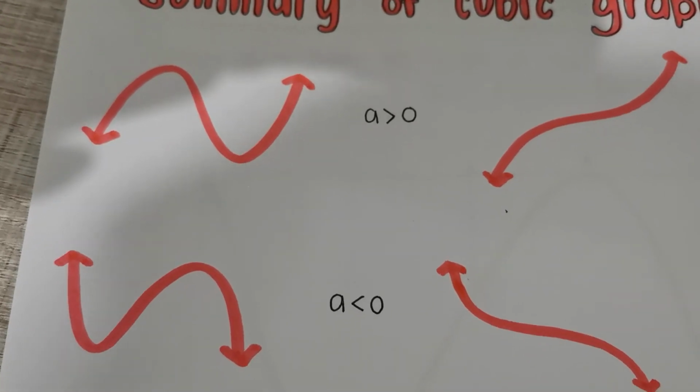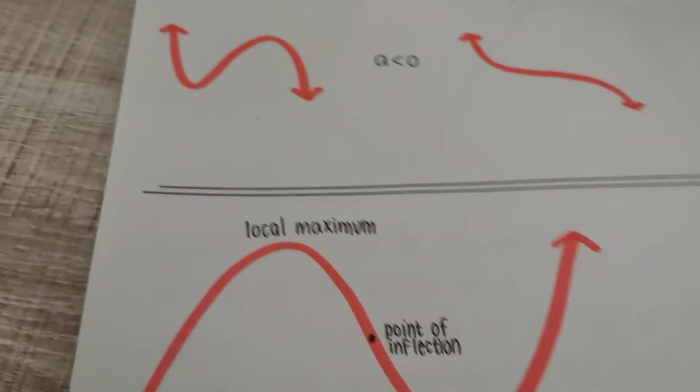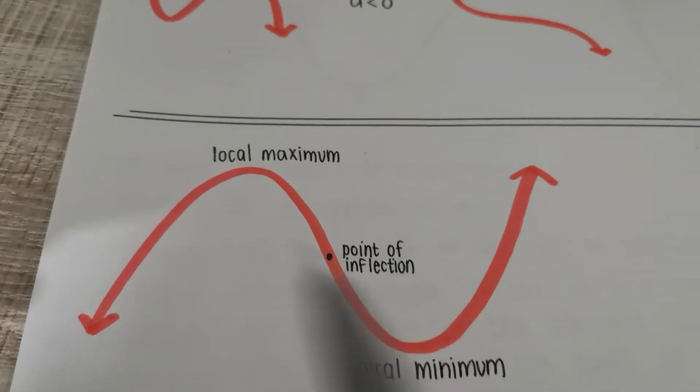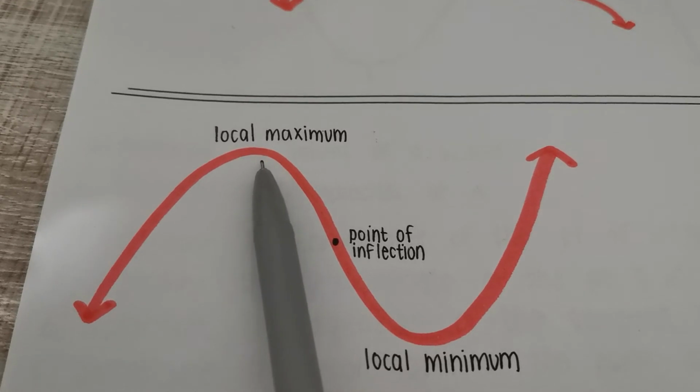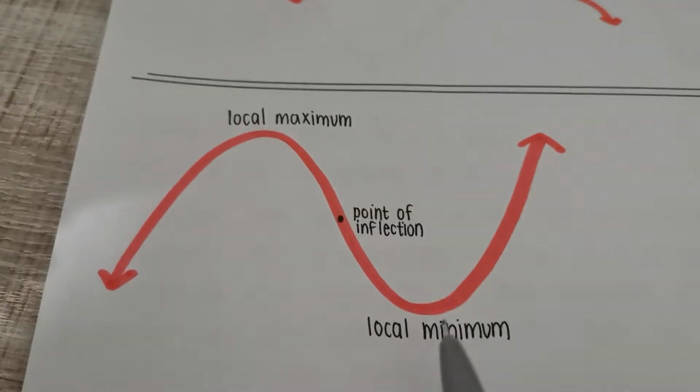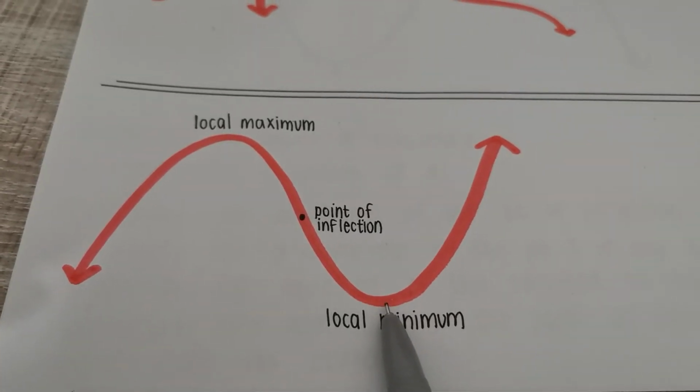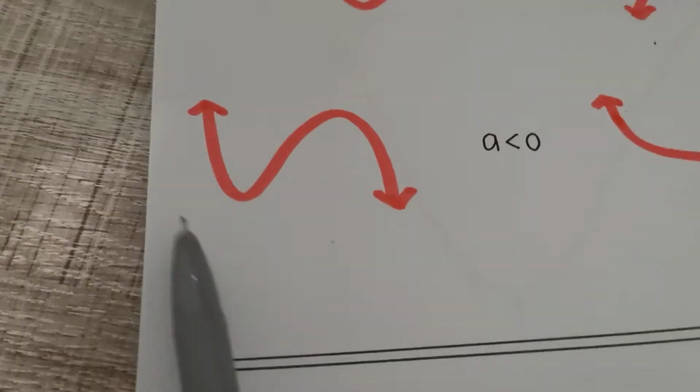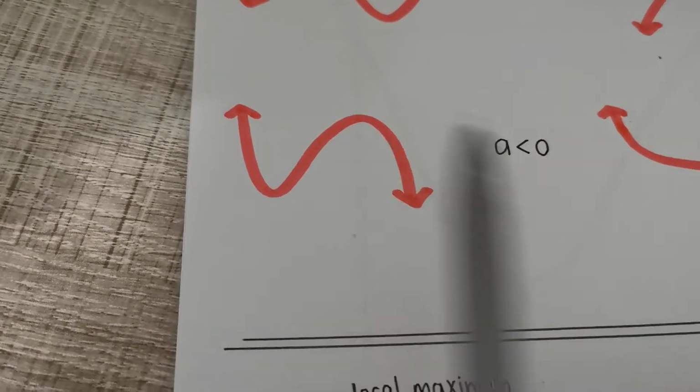We have something called the local maximum and the local minimum. And that's what I've written over here for you. This point over here, the turning point here is the local maximum. The turning point here would be the local minimum. In this one over here, local minimum, local maximum.